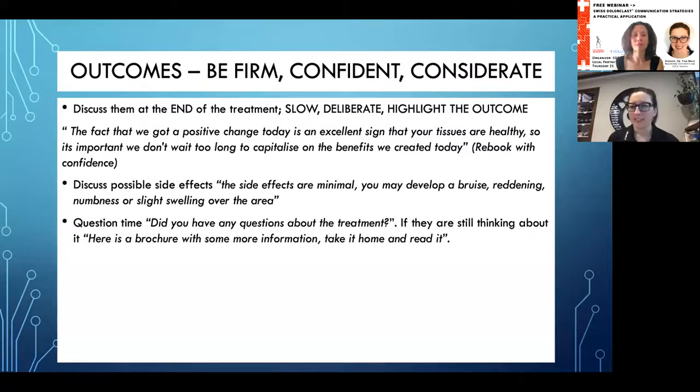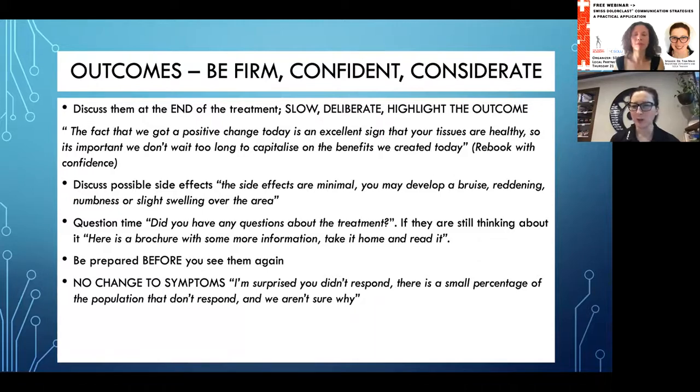Question time. Do you have any questions about the treatment? If they're still thinking about the idea of shockwave and you think it's a good idea and they're not sure, give them a brochure, give them some information, say, take it home and read it, and then come back and ask me some questions next time. Be prepared before you see them again. So like we said before, it's part of being a good communicator.